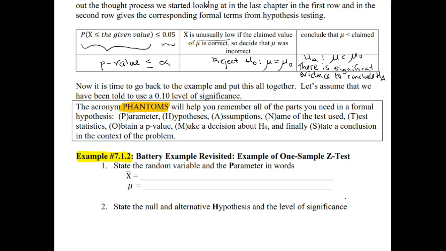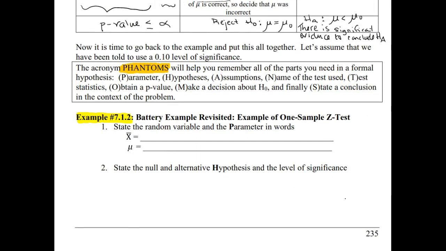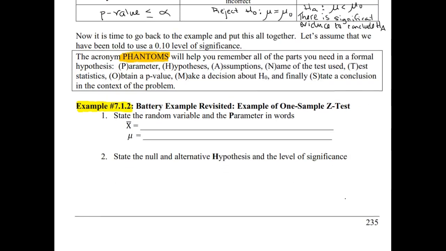We're going to obtain a p-value, that tail probability. And once we have that p-value, we can then make a decision about H0, whether we're going to reject it or not. And then finally, we need to state that conclusion back in the context of the problem. All right, so now we're just going to take everything that we've already accumulated in these last few pages and put it all together in a formal hypothesis test.